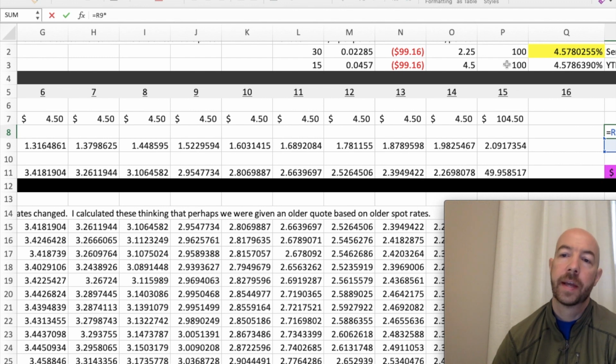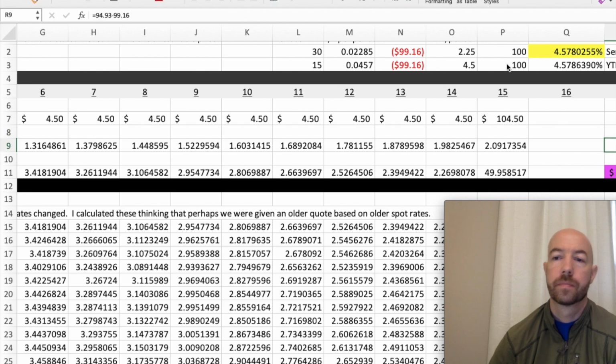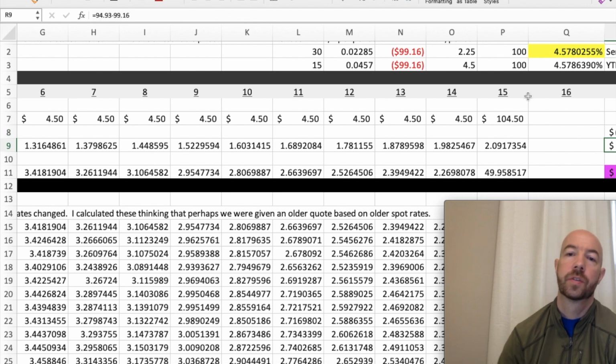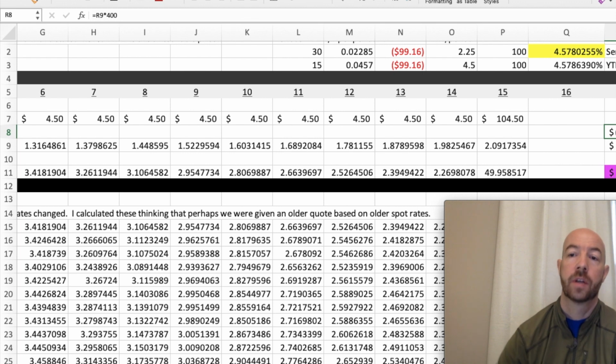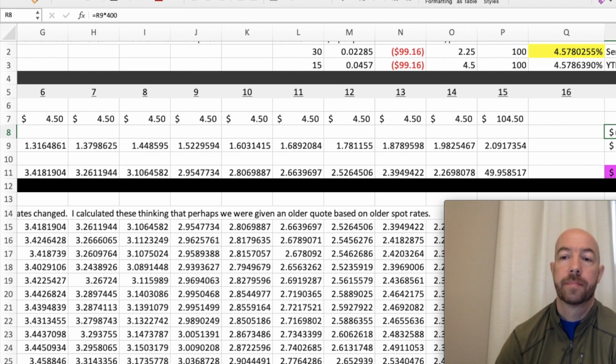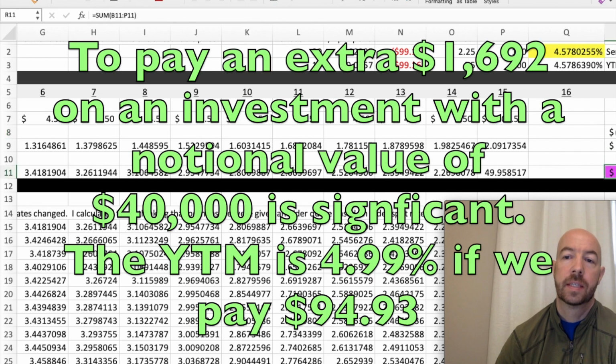But if you're doing something like 400 contracts, it ends up being a $1,600 difference. So this is a $4 difference between quoted and calculated based on $100, and if you're going to do like a $40,000 investment, it's like $1,700. So it's like this. Why is this so off?